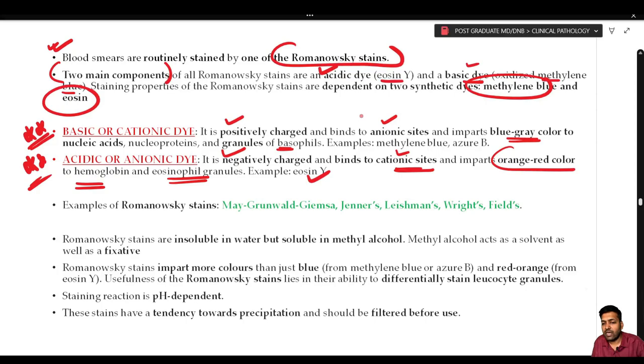So you have MGG, Jenner's, Leishman's, Wright's, Field. These are all examples of Romanovsky stain. Remember, Romanovsky stains are insoluble in water but soluble in methyl alcohol. Methyl alcohol therefore acts as a solvent as well as a fixative.